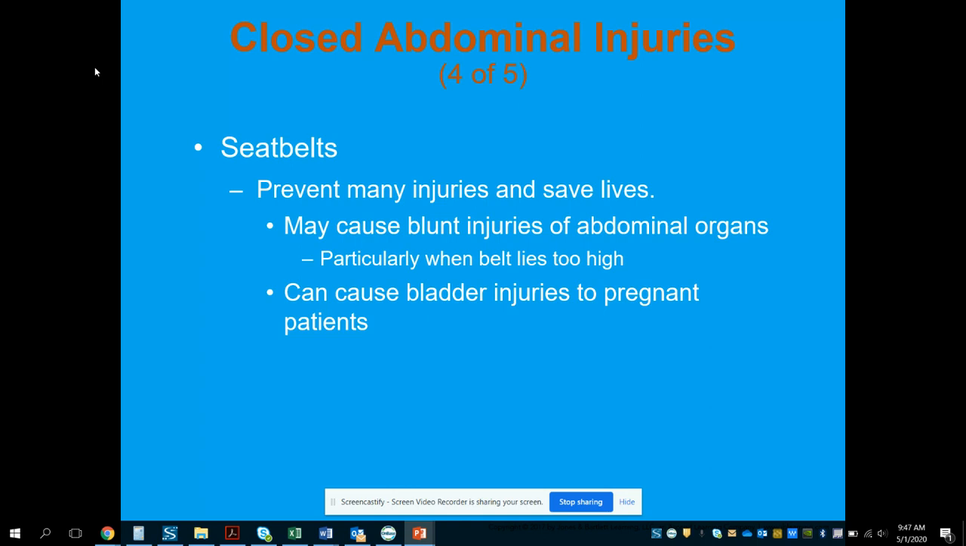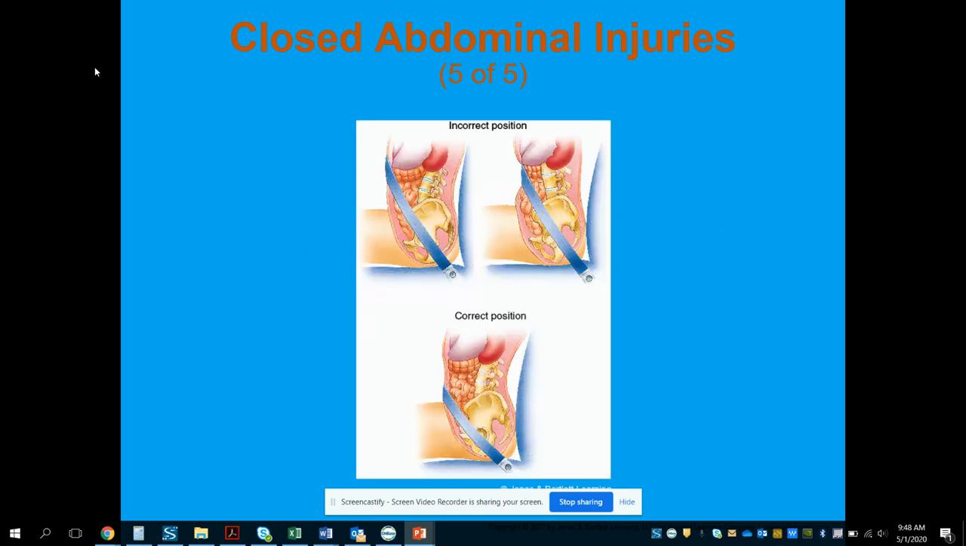So seatbelts, we know, are there to prevent injuries and save lives, but they can also cause blunt injuries to the abdominal organs, particularly if the seatbelt is worn improperly, like too high. It can also cause bladder injuries to pregnant patients. The way that the seatbelt should be worn properly is underneath the uterus, so across the hip bones in a pregnant patient, but that can potentially cause injury to the bladder. So this is incorrect versus correct positioning of an actual lap belt.